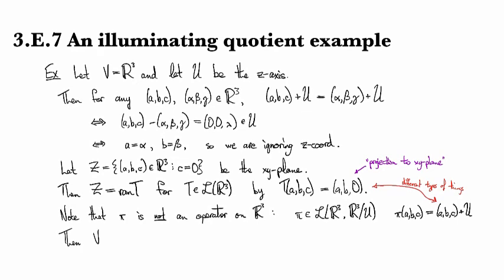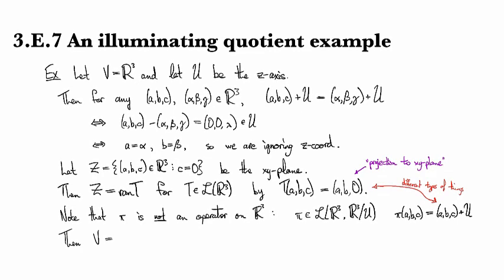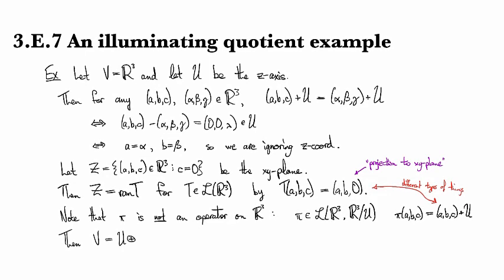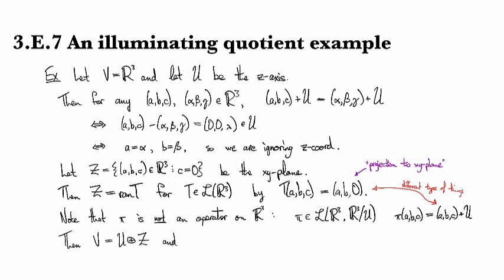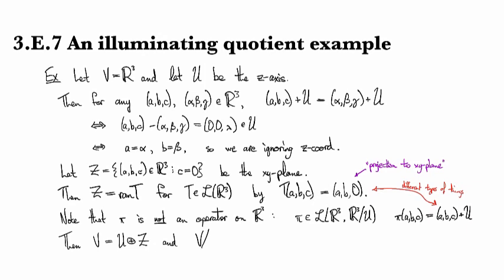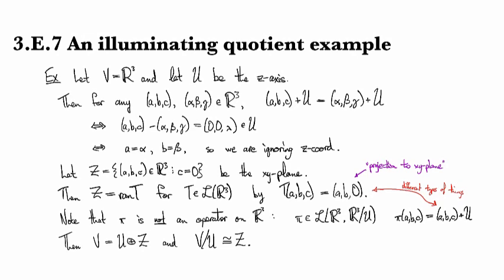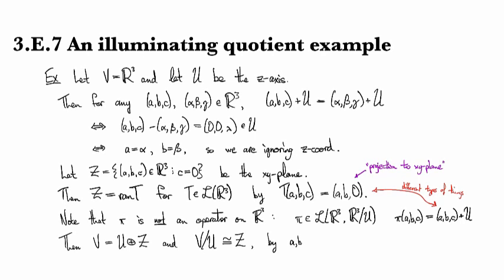So what we see is that V is actually the direct sum of U and Z. And if we do V modulo U, we get something that is isomorphic to Z. And this is the main point. So it's isomorphic by specifically the map that sends (A, B, C) plus U to (A, B, 0).